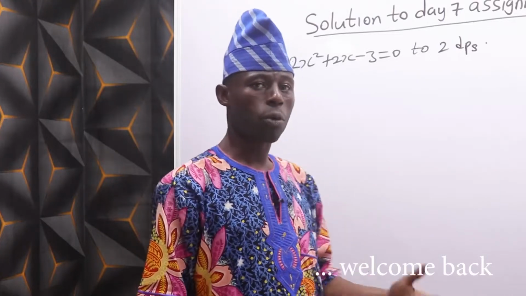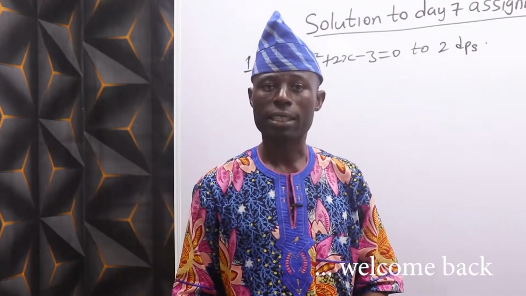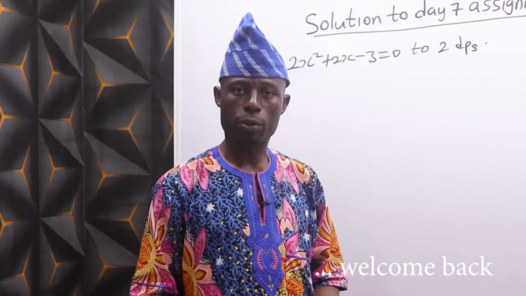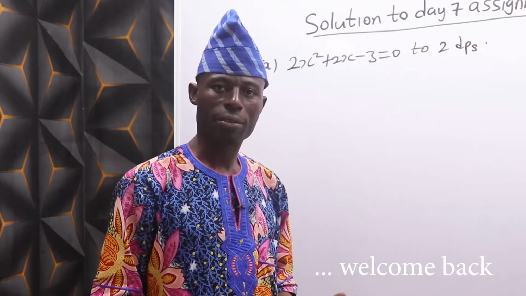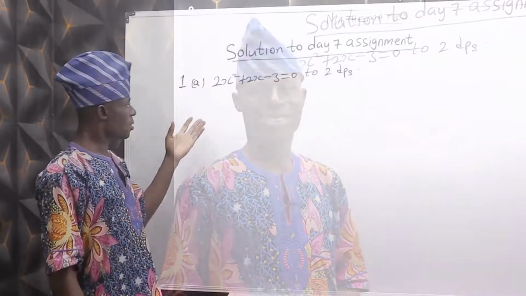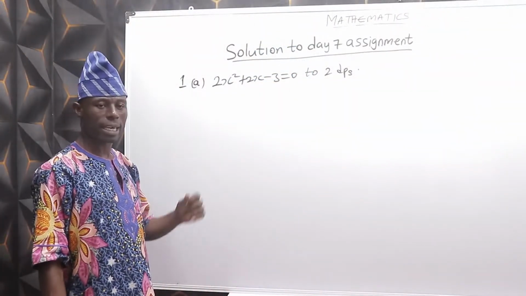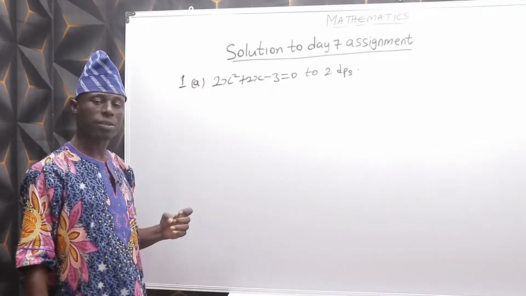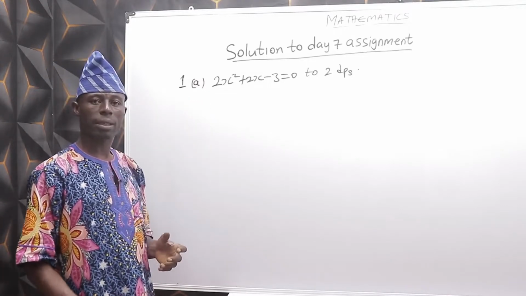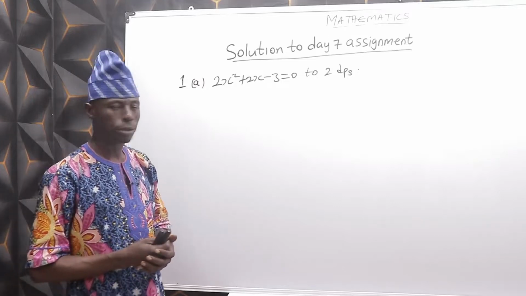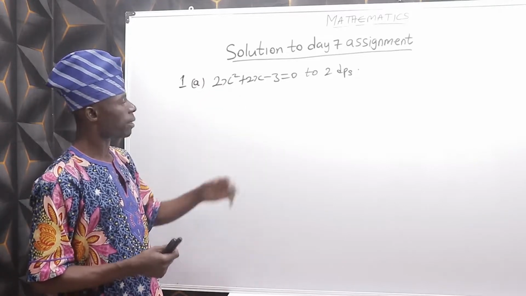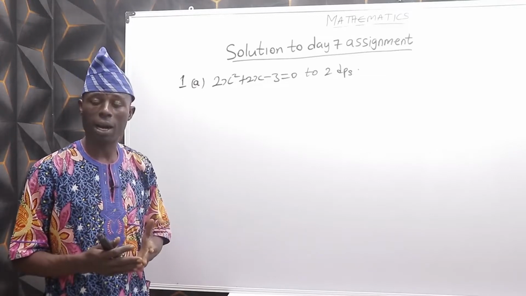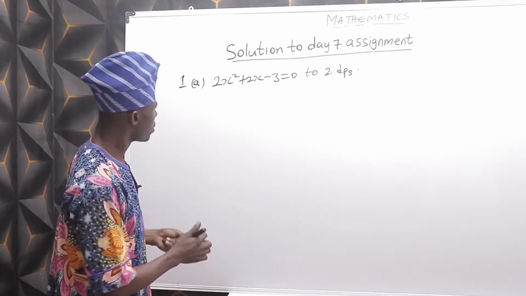Today, before we go straight to the business of the day, I want us to look into the assignment I gave to you in the last class. Let's have the solution of the assignment. Let's start from question 1A of the assignment, which says, solve by completing the square method 2x squared plus 2x minus 3 equals 0 to 2 decimal places.